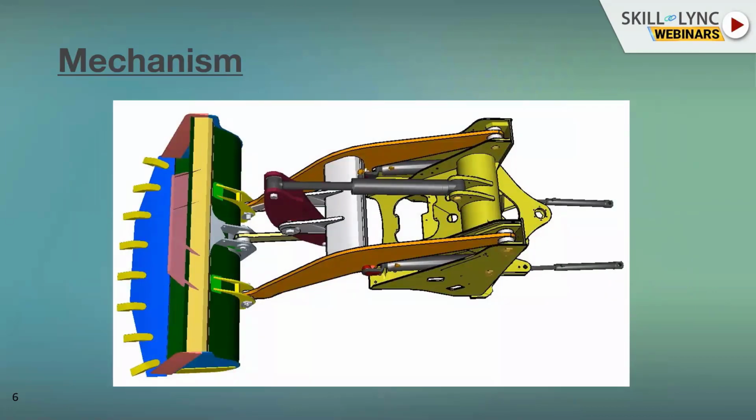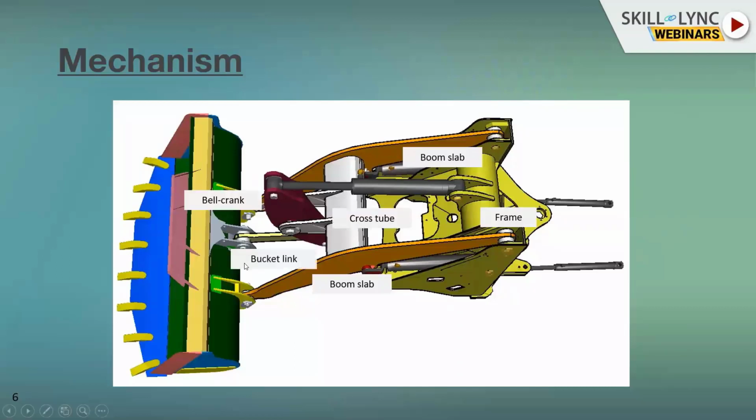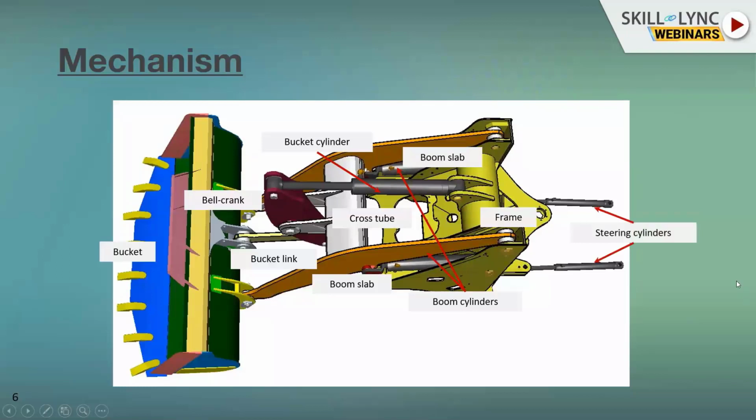Let's see how many rigid bodies this mechanism comprises. This is the frame, the yellow portion which you see. These orange parts are called the boom slabs. I'm considering them to be one body because they are connected together through this cross tube, so they form one body. Then you have a bell crank, a bucket link over here, and a bucket. This mechanism is actuated through 2 boom cylinders, which are on either side of the mechanism. This is the bucket cylinder, and you have 2 steering cylinders.